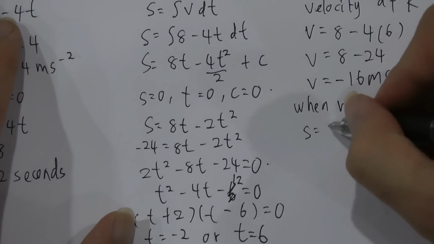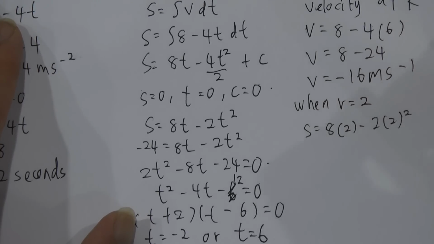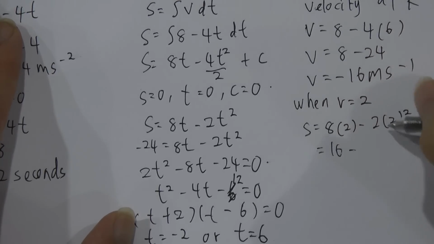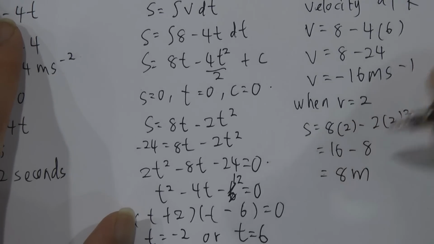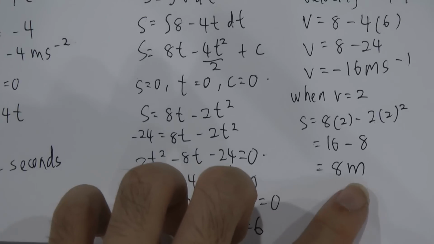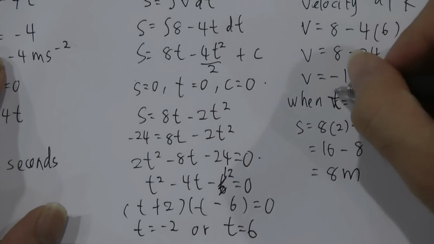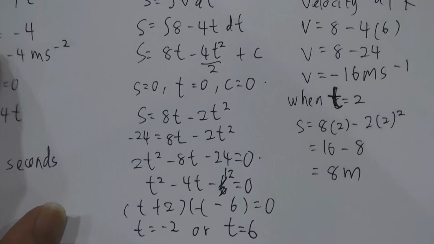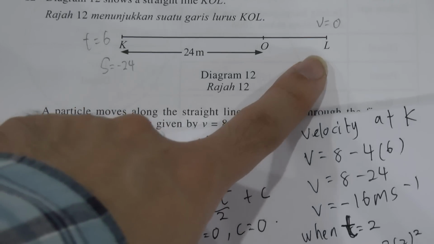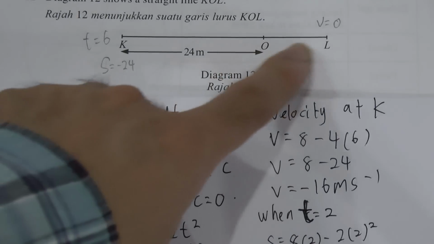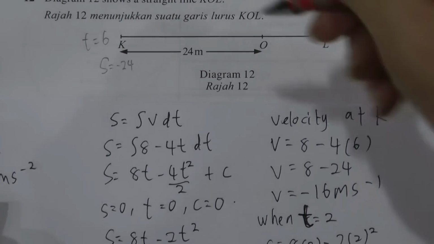Okay, so when T equal to 2, S will equal to 8 times 2 minus 2 squared. So equal to 16 minus 4, which is 12. Sorry, 16 minus 2 times 4 is 8. So it's equal to 8 meter. Okay, this is when T equal to 2, not V equal to 2, sorry. Some mistake here. So when T equal to 2, means at L here T will equal to 2. So when T equal to 2, O to L, you will get 8 meter here.